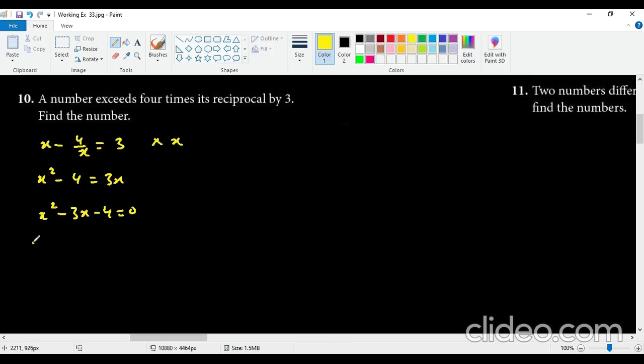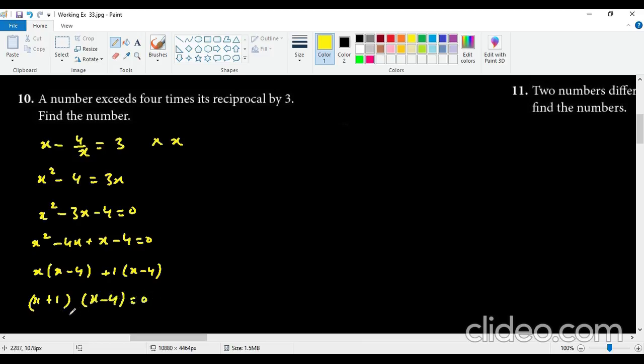This gives us x square minus 3x minus 4 equals 0. And factorizing this, it's going to give us x square minus 4x plus x minus 4 equals 0. x is common in first and second, so x minus 4 will come in another bracket, and plus 1 will be here. So x plus 1 and x minus 4 both are the factors, which equals 0. That means x equals minus 1 and x equals plus 4. So taking plus 4 as the answer, and it says we need to find the number. So the number is x equals 4.